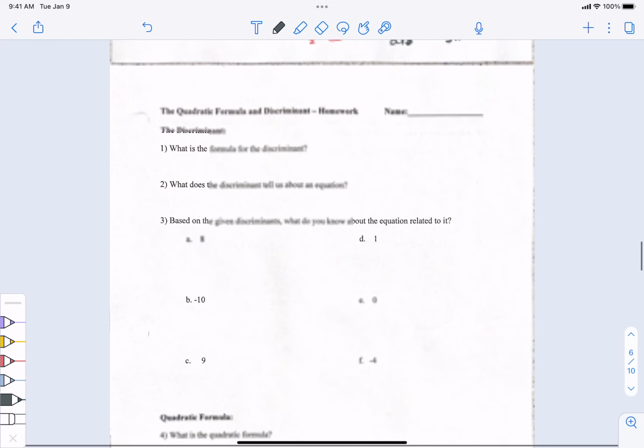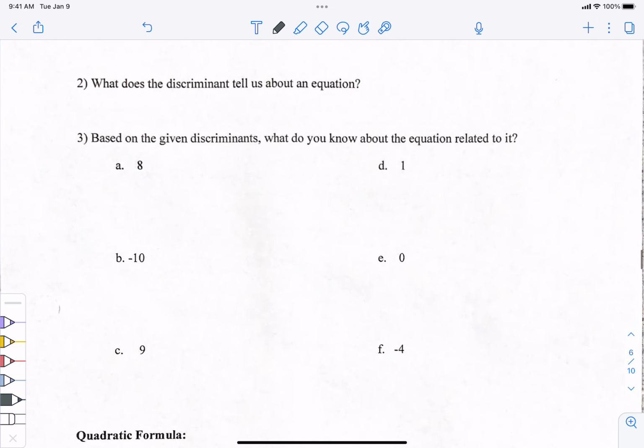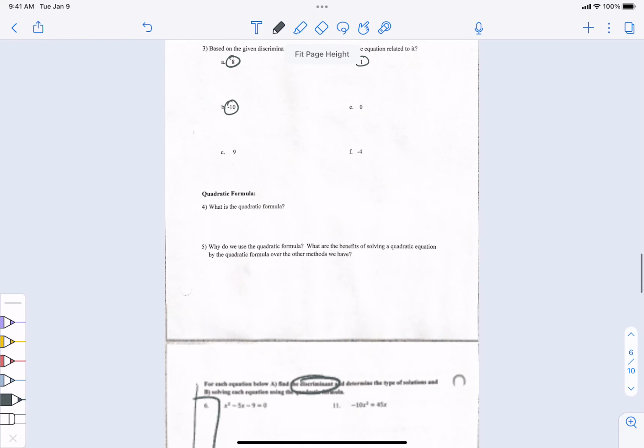On homework, this page, do all of them. Some people were confused about number 3 where it says A, B, C, D, E, F. They're saying if the discriminant is 8, how many solutions would you have? If the discriminant is 1, how many solutions do you have? If the discriminant is negative 10, how many? So the A through F should go really fast. Don't get confused on what they're asking.